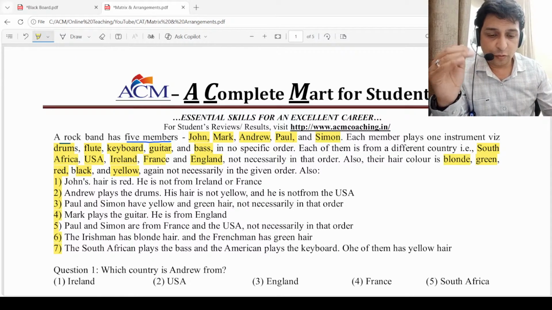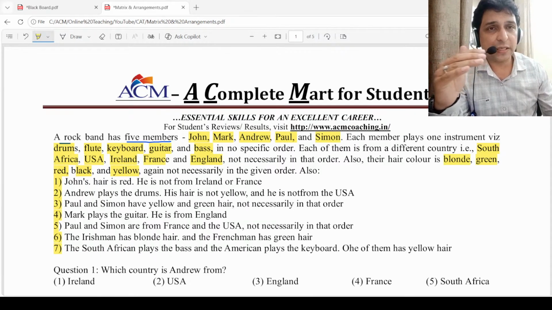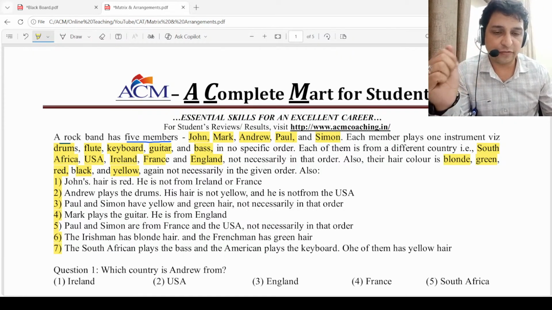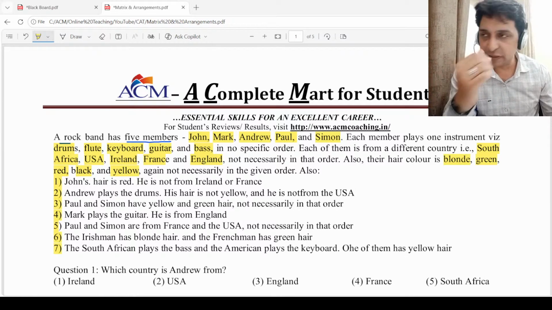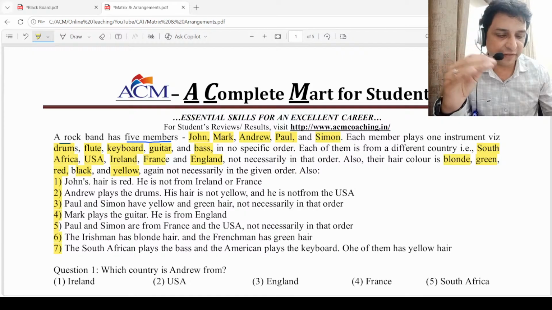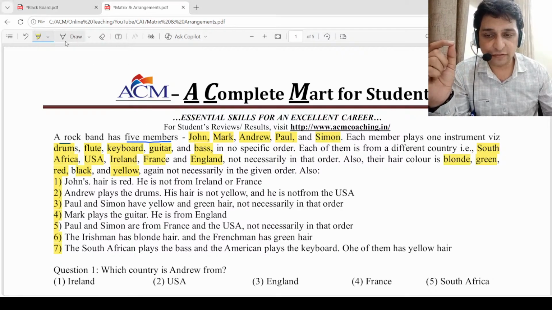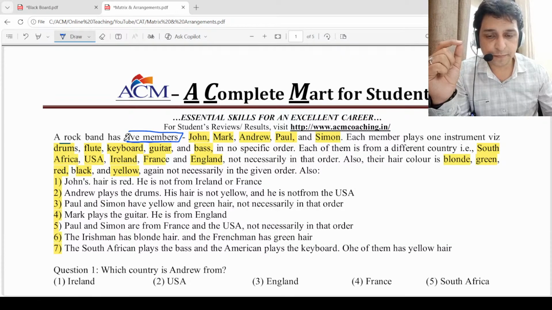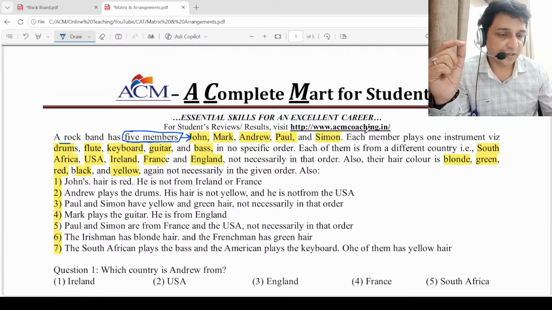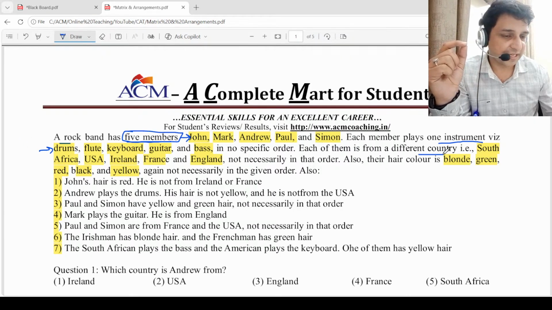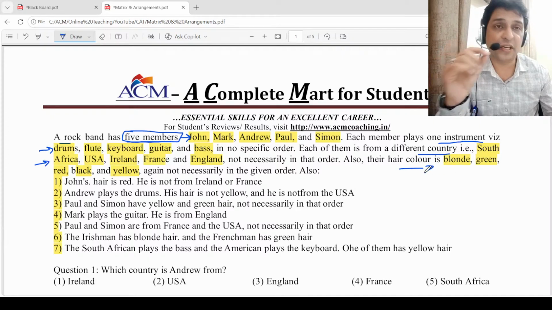Okay. So what exactly is going to happen now? We have to create a method due to which we can assign them in a particular way and we can find out the answers. Now, table method or matrix method, the basic difference is when we have all the categories in front of us, that is, the content of all the categories. Like here, we have 5 members and we have their names. The instruments, we know which instruments they are. Countries, we know which countries they are from. Hair color, we know the colors also.